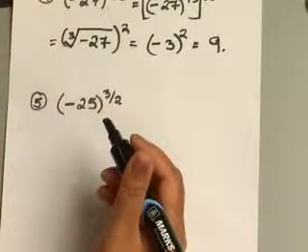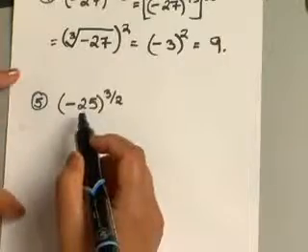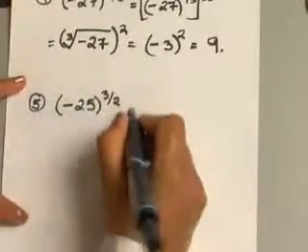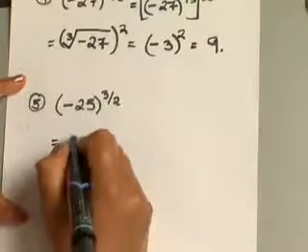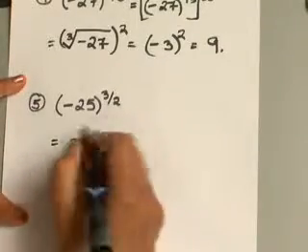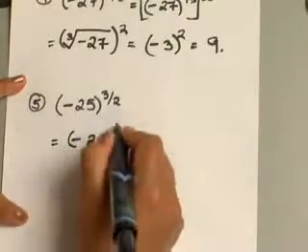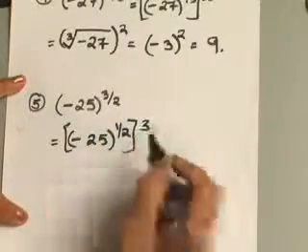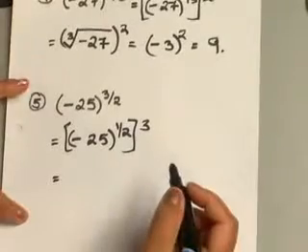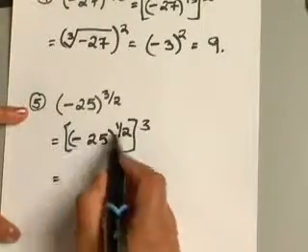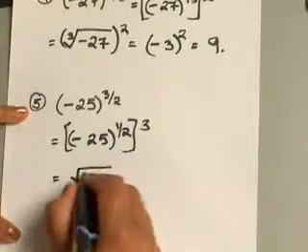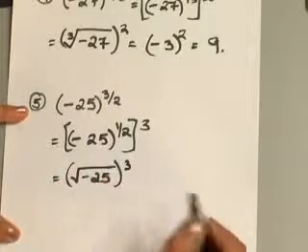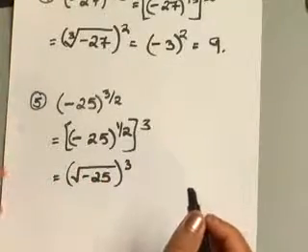And let's look at one more example here. Negative 25 to the 3/2, same process. We'll go ahead and break this down as negative 25 to the 1/2, and 3 will go on the outside. And let's see, what does that give us? Negative 25 to the 1/2 is the square root of negative 25, and then you have the 3 on the outside.